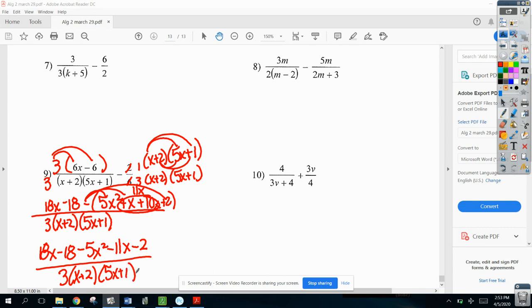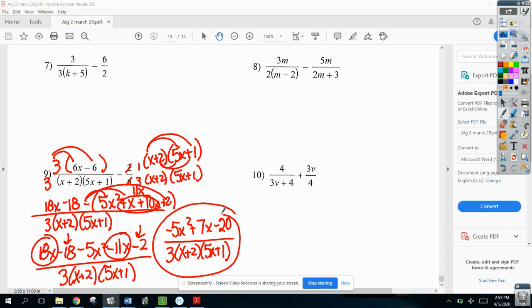And then I would add like terms in order. 5x squared is by itself, so negative 5x squared. For the x's, I've got 18 minus 11, which gives you plus 7x. And then negative 18 minus 2 gives you minus 20, all over 3 times x plus 2 times 5x plus 1. Whew. That's a lot of red ink.